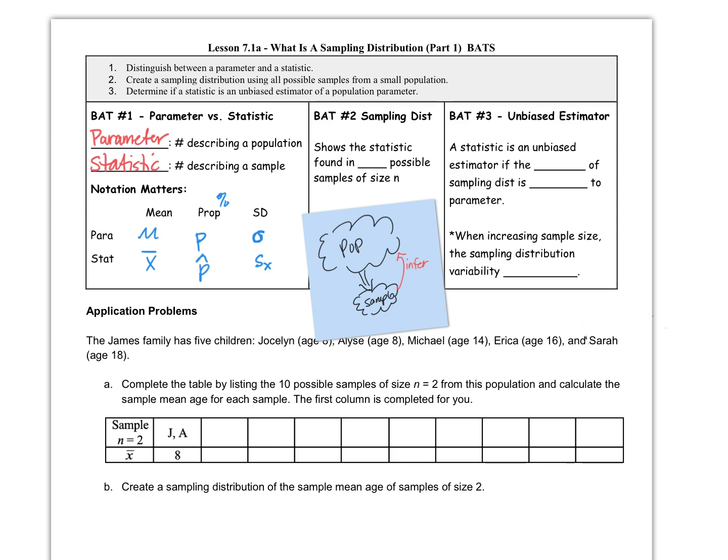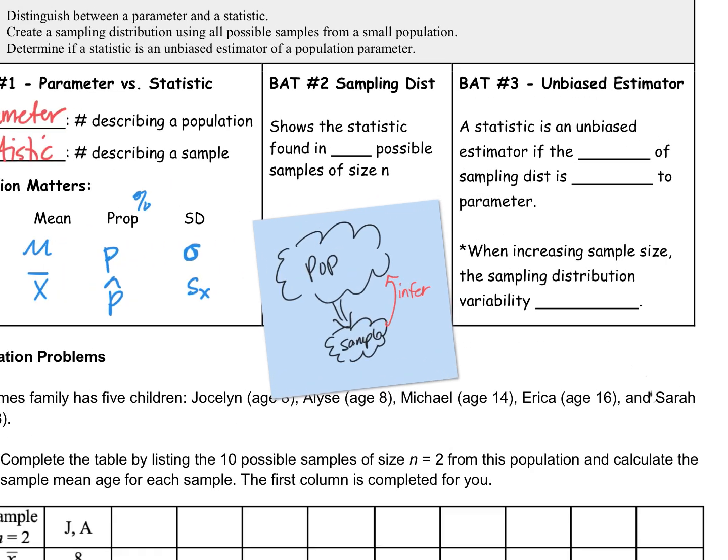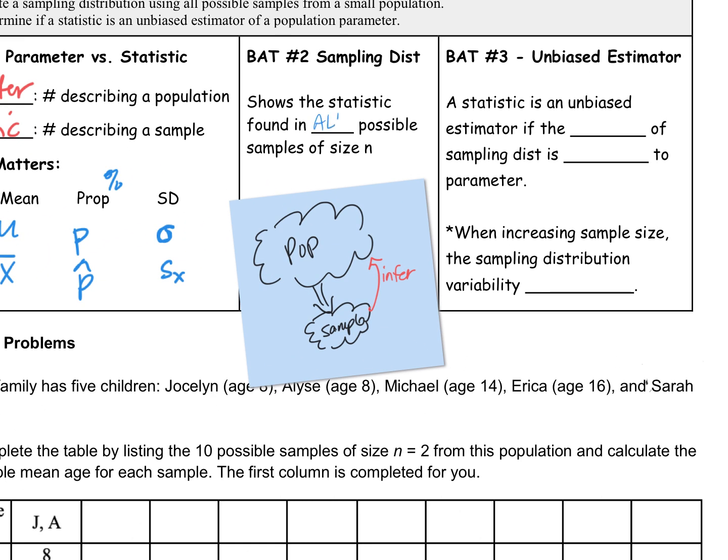A sampling distribution shows the statistic found in all possible samples of size n. All the possible samples of size n. So even if I give you a distribution and say I took 300 samples of size whatever from this population, is it truly a sampling distribution? No, because I don't have every possible sample. That's just highly unlikely to be complete. All right? It gives us a good idea, but it's not necessarily complete.